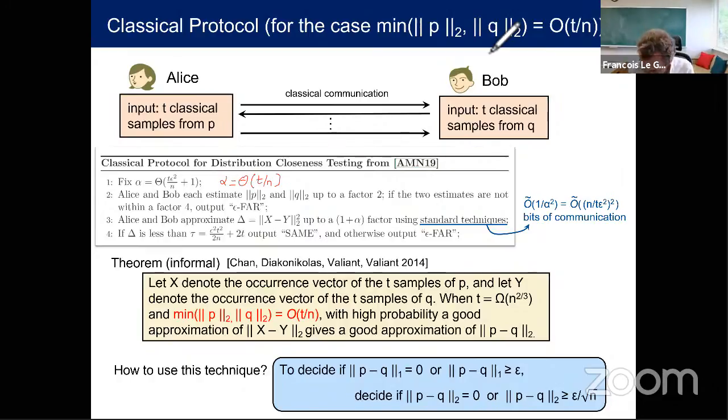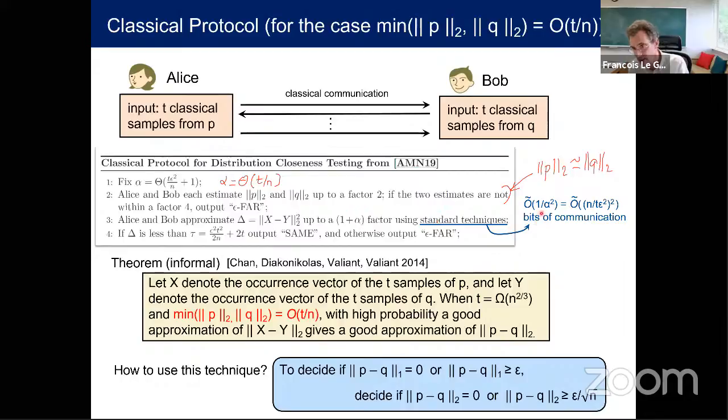The first step simply checks whether P and Q are close in norm, whether they have the same norm. If not, we know that they are far apart, so we give up. Otherwise, we approximate the L2 norm of the difference of the occurrence vectors. You obtain a good approximation of it using standard techniques, more precisely what we call a 1 plus epsilon approximation. I will explain this in the next slide.